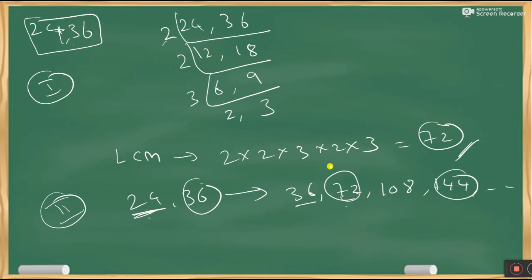Now in this, the least number is 72. So 72 is my LCM. Hope I'm clear with this. So you can do the LCM for any numbers. Let's say 10, 20. So the highest number is 20.